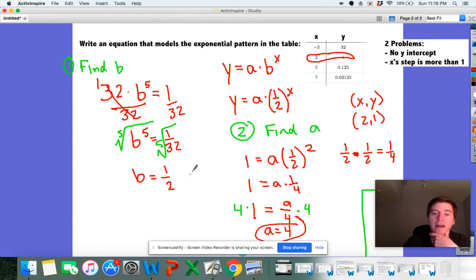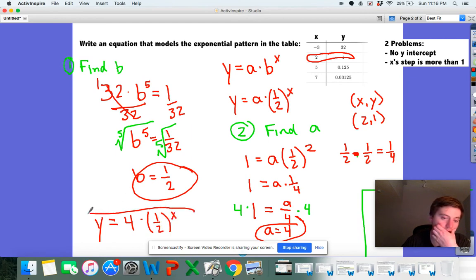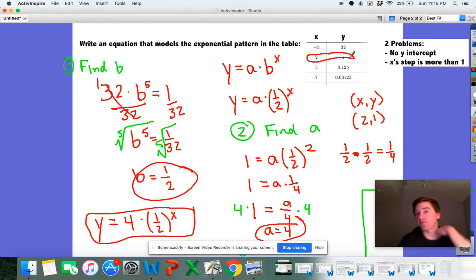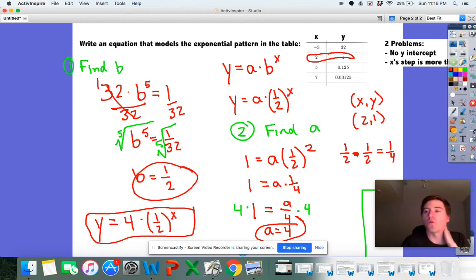Okay, well, now I have a and b, and I can write the actual equation. Y equals 4 times 1/2 to the x. That's the equation. Final answer. Boom. Okay, I found b by setting it up by saying I've got from 32 to 1 by multiplying by b 5 times. Solve for b. Once I plugged in b, I can find a by taking an xy from the table, plugging it in, and solving. All right, let's try one more.